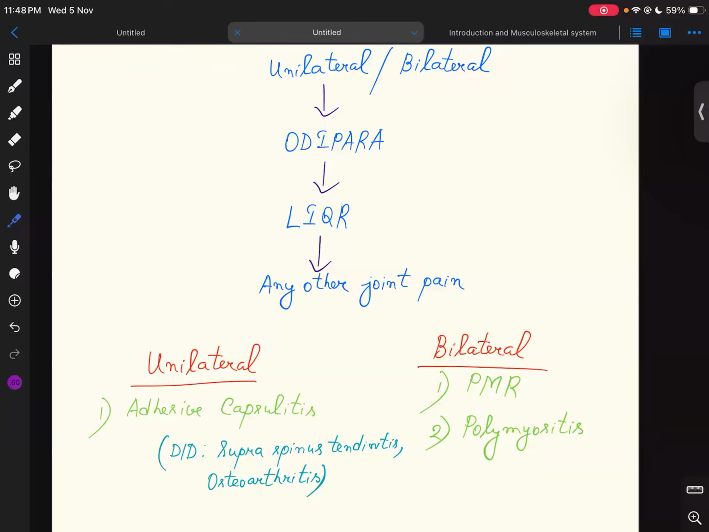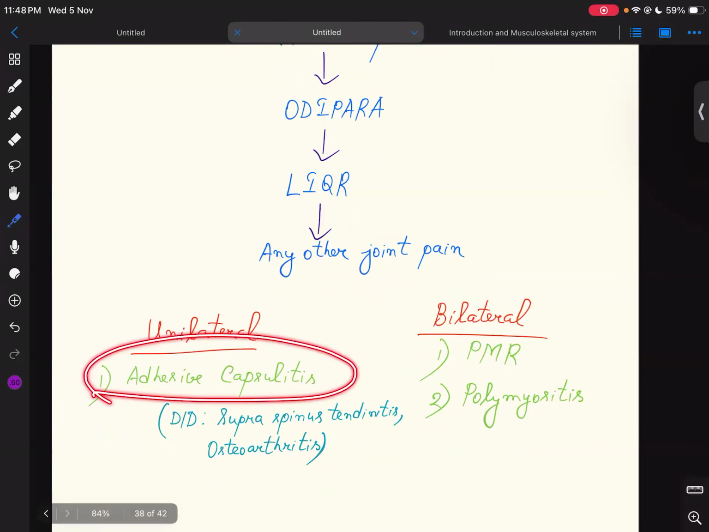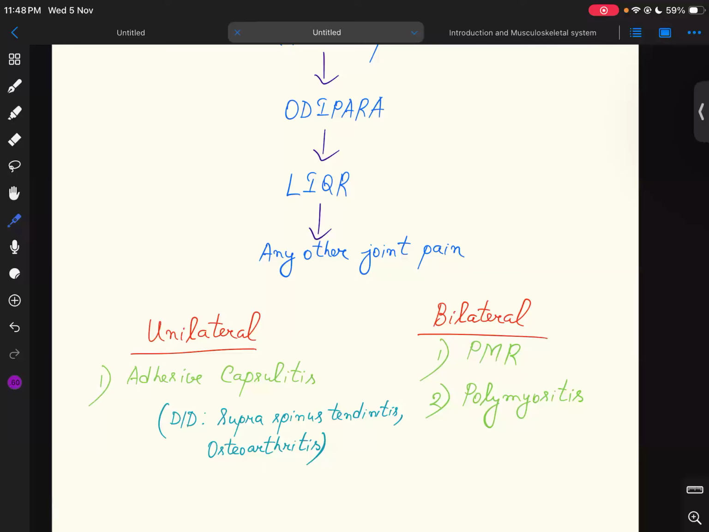Now, avascular necrosis, you can tell it as a differential diagnosis for adhesive capsulitis. But up to now, avascular necrosis has not come as shoulder pain. You can tell it in the differential diagnosis because in avascular necrosis, there will typically be a history of steroid intake or alcohol intake or some sickle cell history. So you can keep it in the differential diagnosis of adhesive capsulitis. But the primary diagnosis will be adhesive capsulitis due to uncontrolled diabetes.